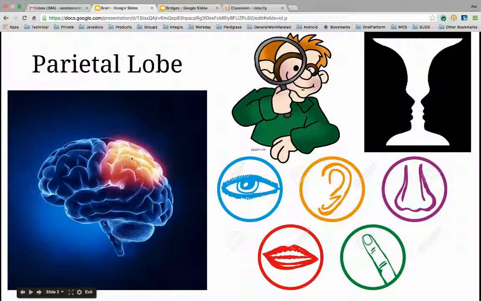The parietal lobe is at the back part of your brain. This controls your auditory perception and your visual perception. It helps you see the way things are. Like, as you can tell in the picture to your upper right, each picture can either be interpreted as a glass or two faces. This part of the brain also controls your senses, your visual sense, your audio sense, your smelling, your talking, and your touching.